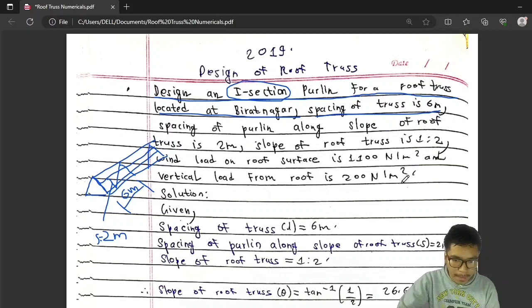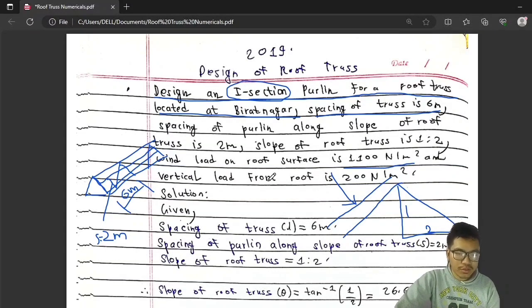That is, this is the roof, and the vertical is 1 and horizontal is 2. Wind load on roof surface: this is the roof surface, and the wind load on this roof surface is 1100 Newton per meter square, and the vertical load from this roof is 200 Newton per meter square.